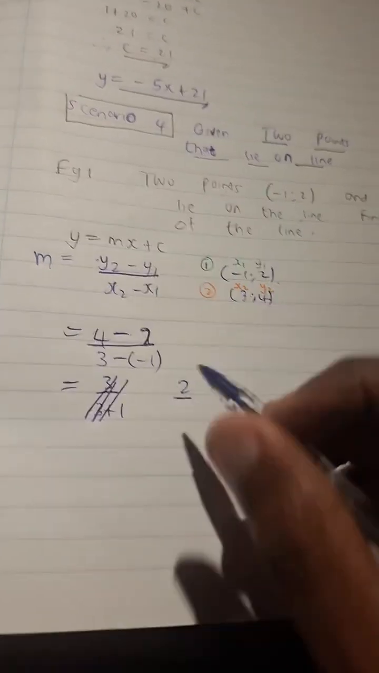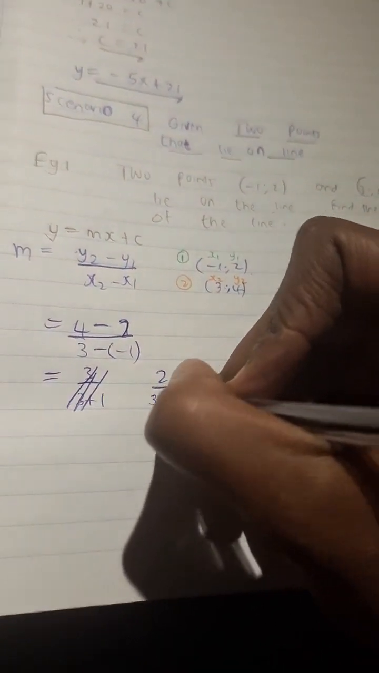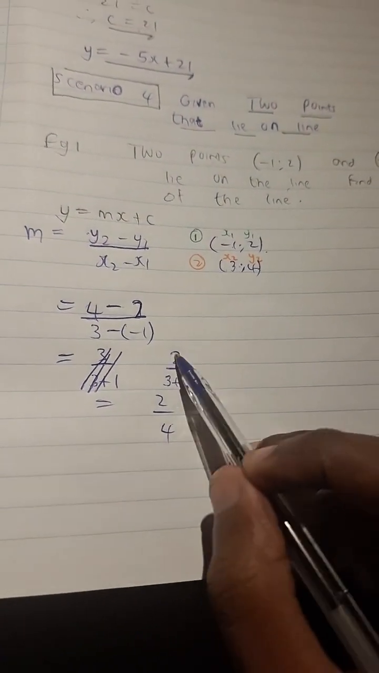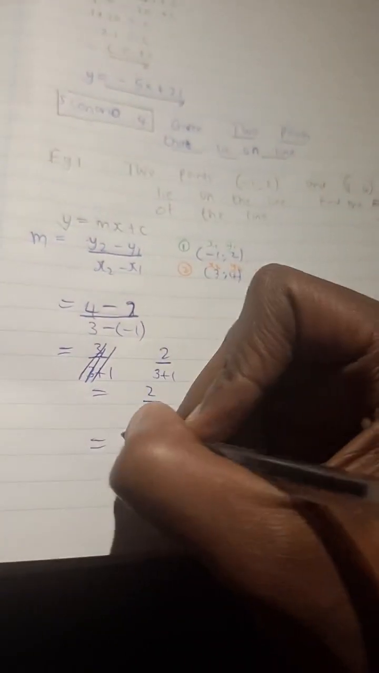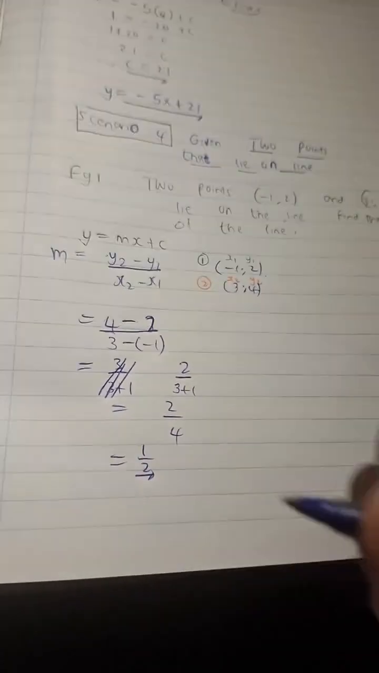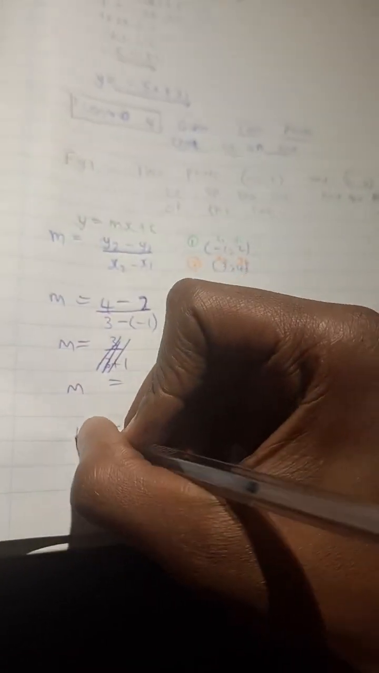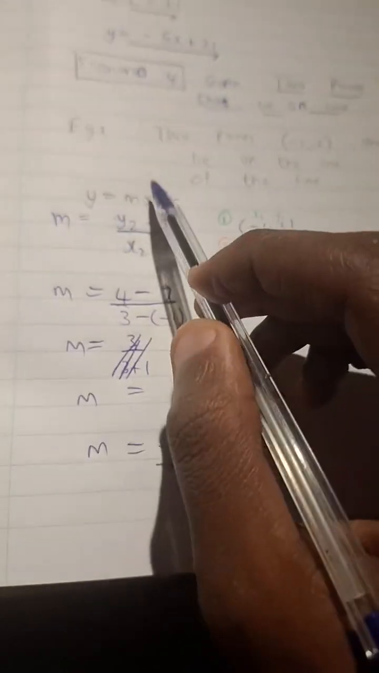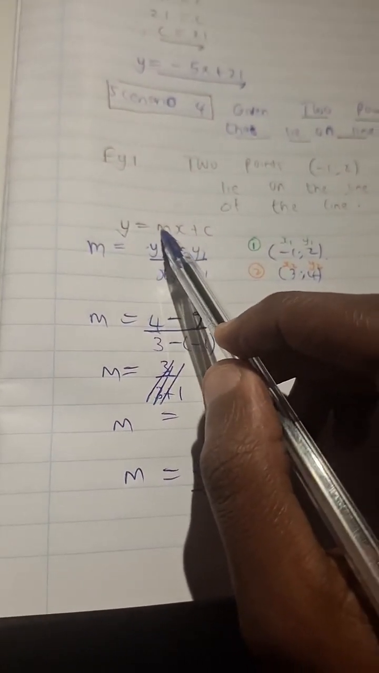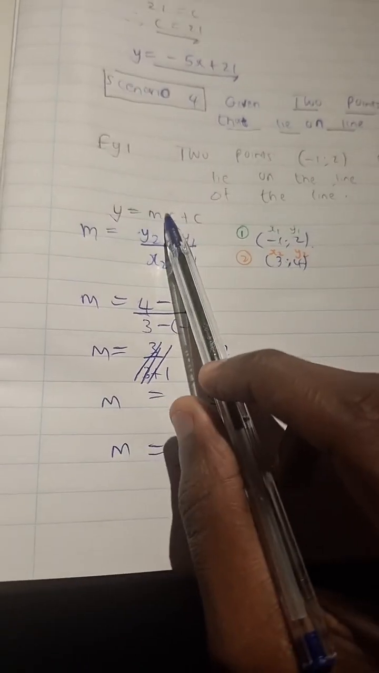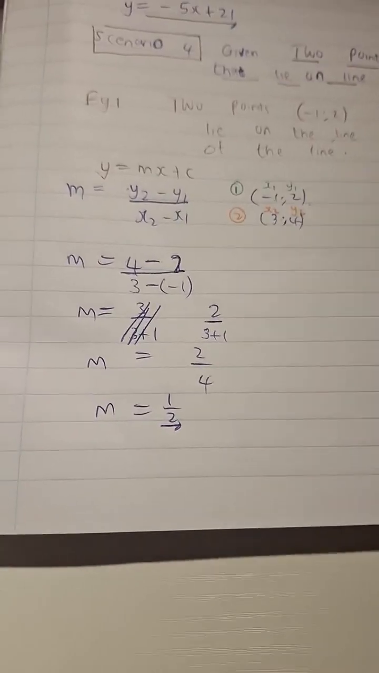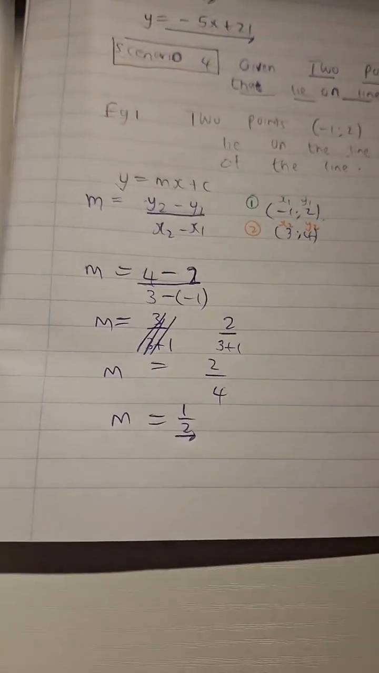Okay, 3 minus minus 1, that is 3 plus 1, which I know is 4. So we have 2 over 4. What's 2 over 4? We simplify it, guys, because it's very important that we simplify it. So that means our gradient for this particular equation is half. So that means I'm going to have a gradient that I can fill in there in that spot of M, so that I'm one step closer to getting to my destination answer, which is very close.